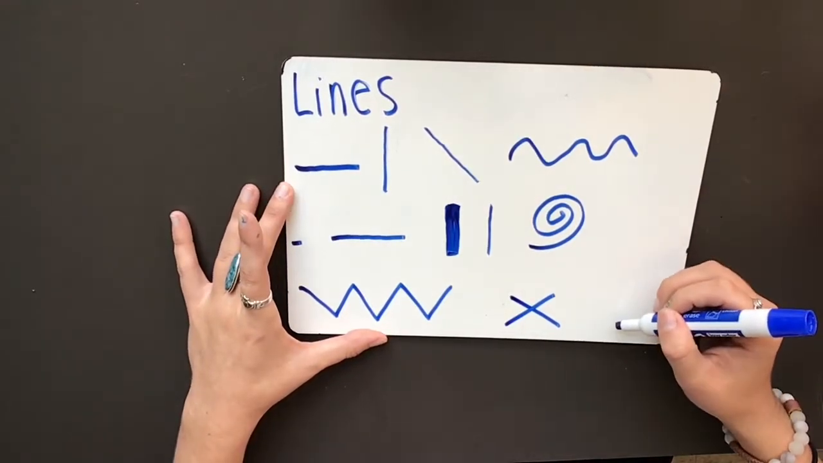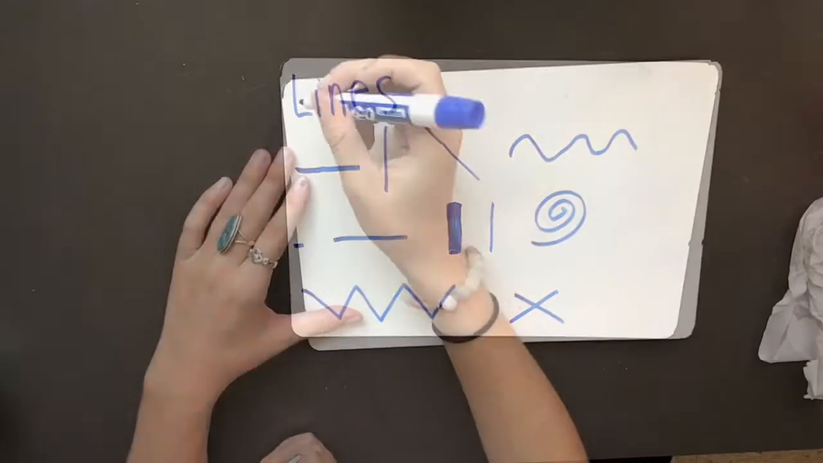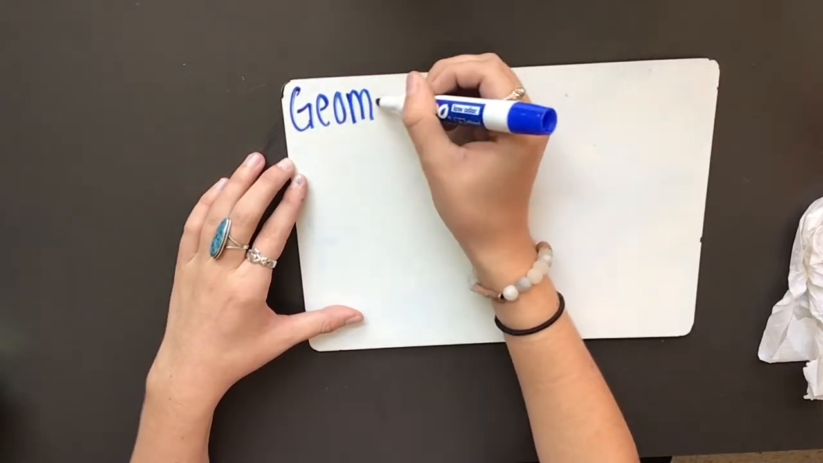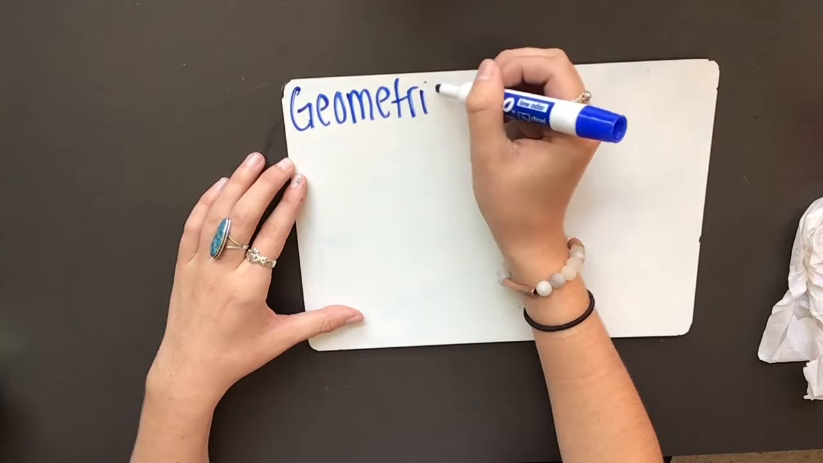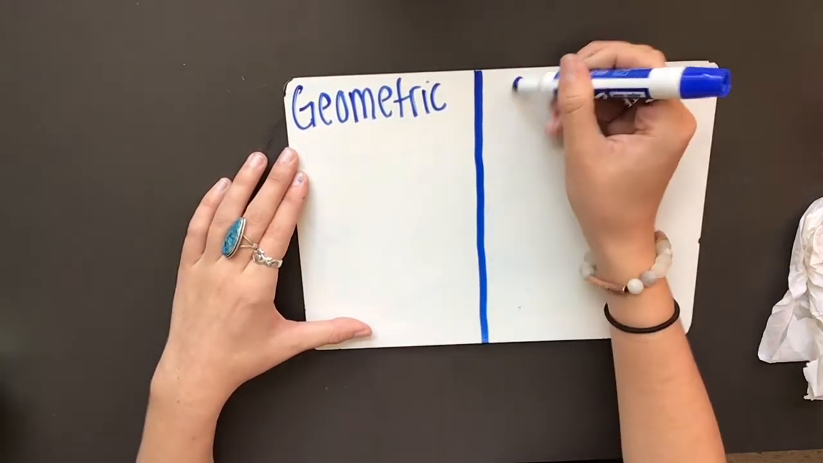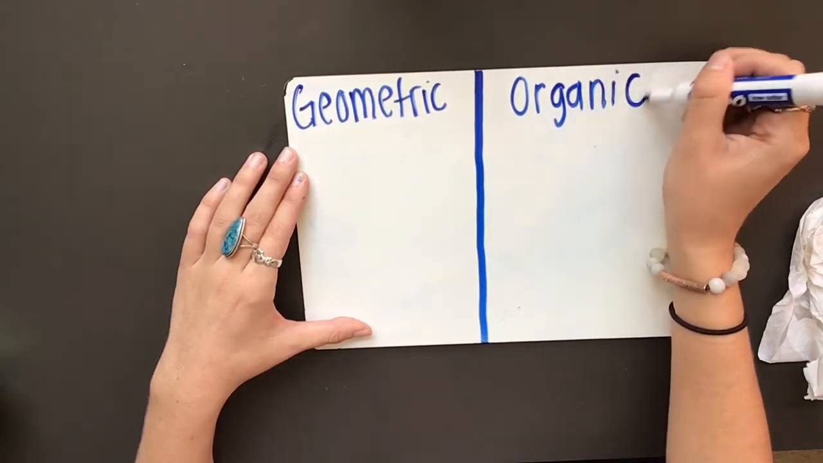These are just a few lines, but there are a lot more. You can use lines to make shapes, and with those shapes, you can make pictures. Well, what type of shapes are there? In art, there are two types. There are geometric. Those are things that remind me of math. And then there are organic or freeform.